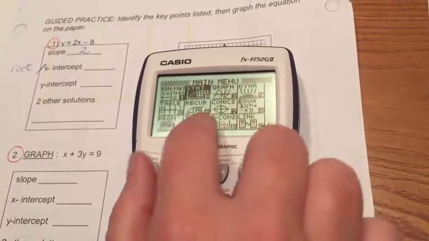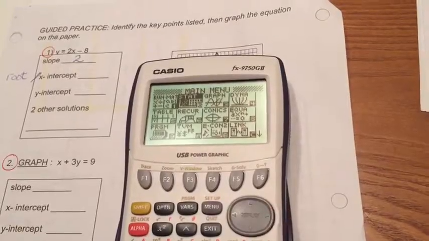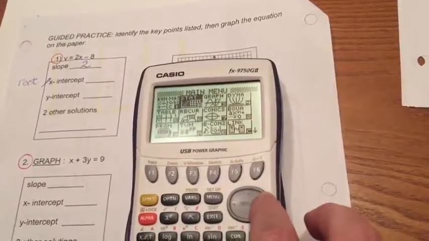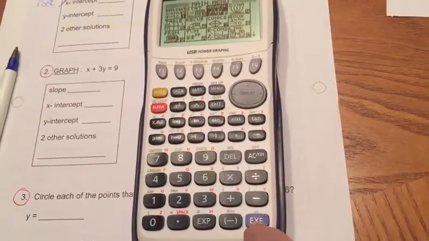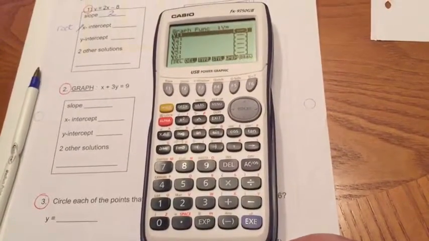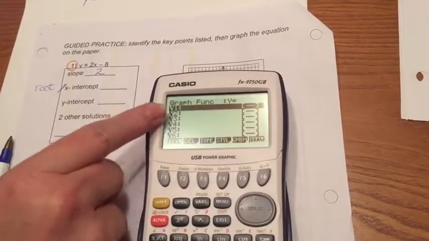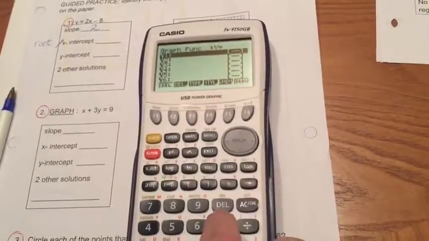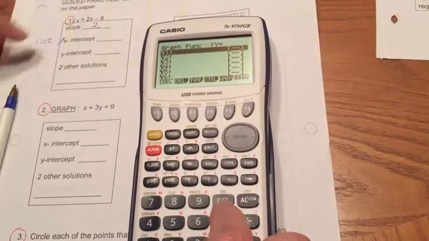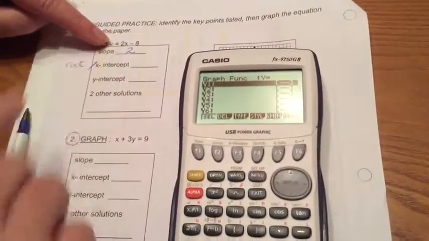And what we're doing is we're going to work from menu 3. Menu 3 says graph. You can either just push the 3, or you can move over to it. So I'm going to use the gray button, and I'm over on the menu 3. I push execute. I've got my y equals, and so I can type it in. If there's anything there, you just delete it. You could use the delete button and get rid of it, but it's clean, it's ready to go. So my equation is 2x minus 8.